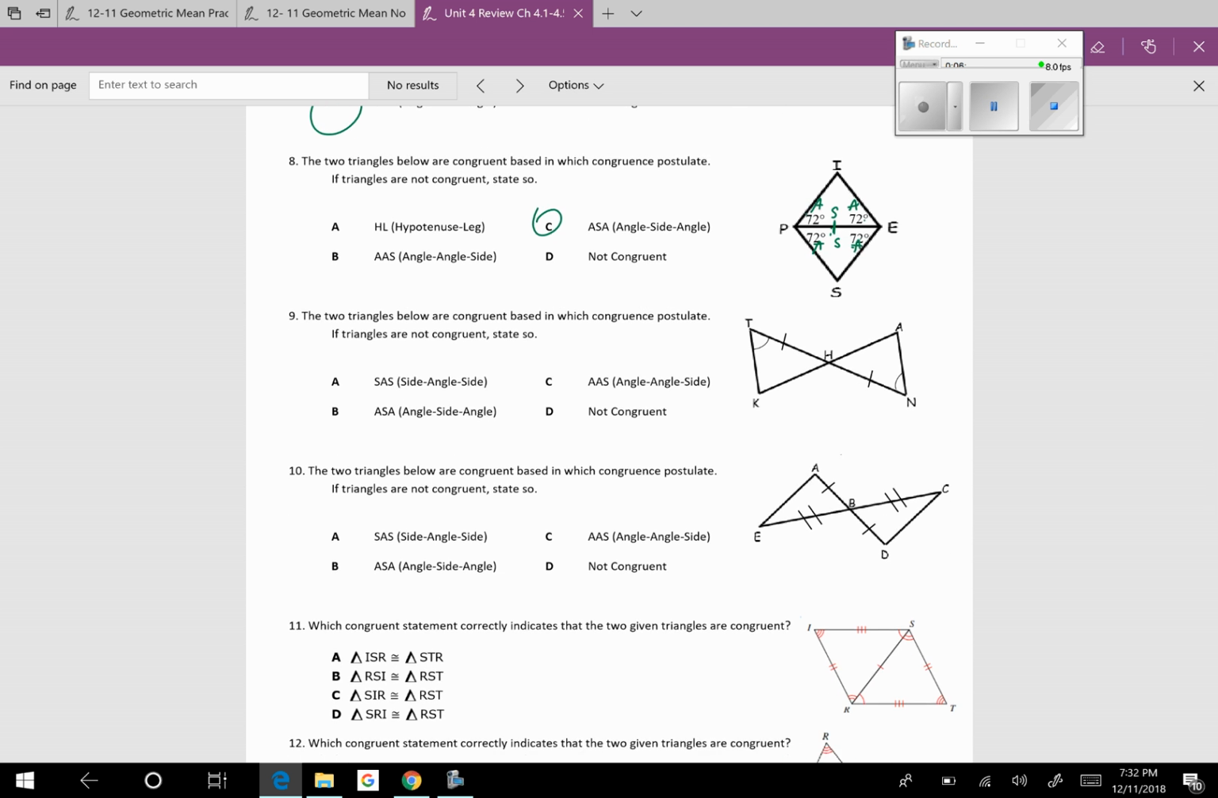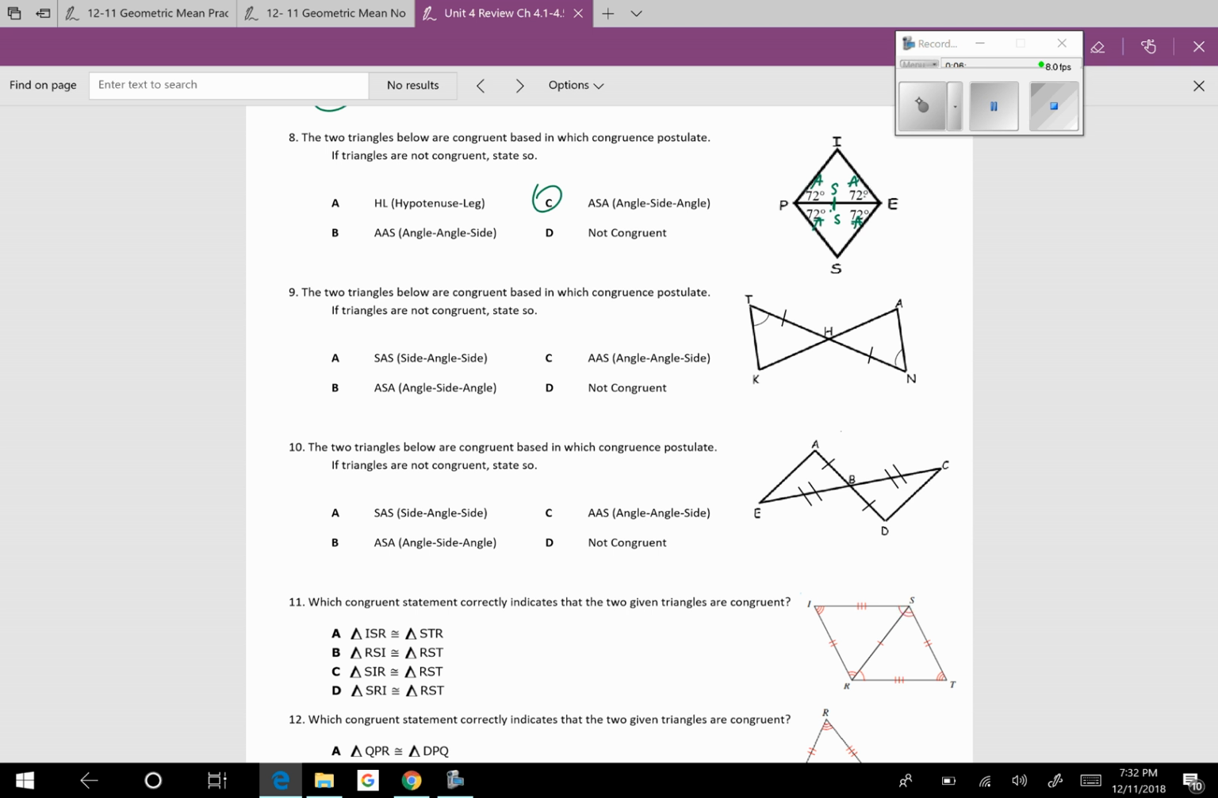Okay, number 9. It says the two triangles below are congruent based on which congruent postulate? If they're not, state why. Okay, right here we have one angle and another angle, T and N. And then we have these two sides marked congruent, so those are good. Now we have to remember the angles in the middle at H, the vertical angles. Those are also congruent. So now look to see, we have an angle, a side, and then an angle. Okay, angle, side, angle. They're both in the same spots. They just flipped the other triangle around. So these two are congruent by angle, side, angle.